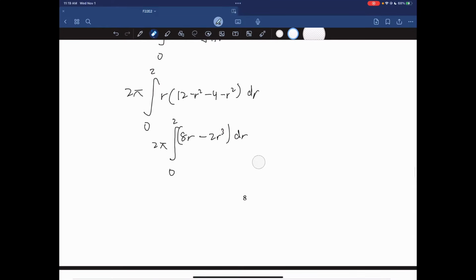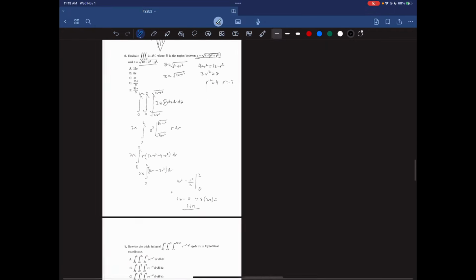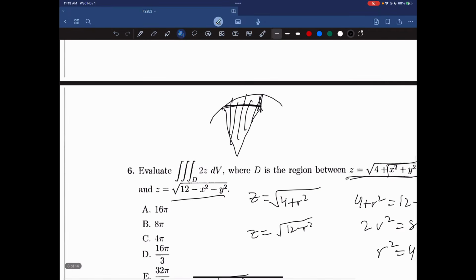So that's just going to be 4r squared minus r to the 4th over 2, and that is from 2 to 0. Plugging that in, 0 doesn't matter, so we don't need to consider that. We're going to get 16 minus 16 over 2, 8, which is just 8. Don't forget the 2 pi, so we're going to get 16 pi, or 8 times 2 pi equals 16 pi. And that is A.